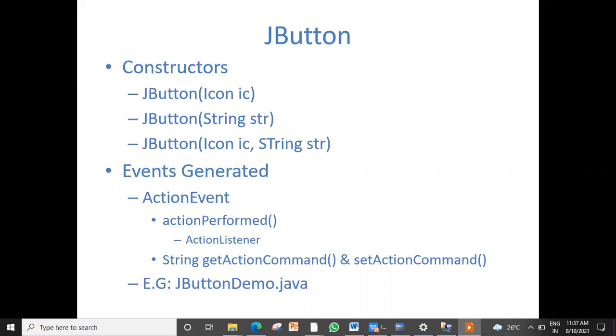Using getActionCommand. String is the return type. getActionCommand is a method. It will return the name which is written on the button. Now, in rare cases, if you don't have a name written on a button, if you have an image on a button, then getActionCommand will give you what? It will give you the image. How will you know which button is pressed?